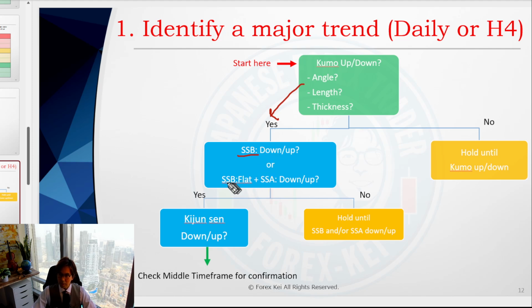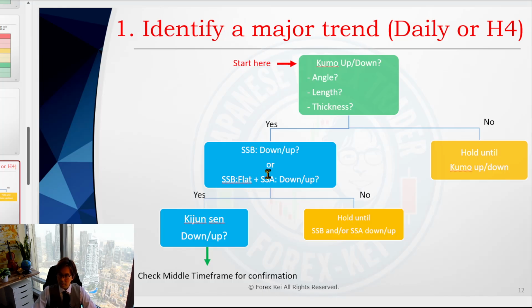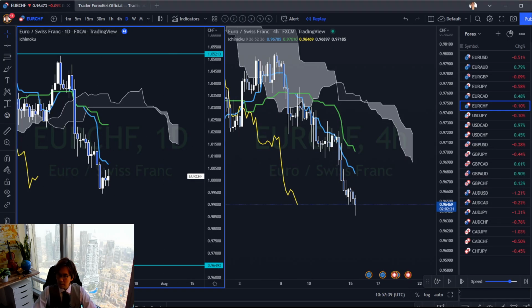is down or up. If Senkou Span B is flat, then you also check if Senkou Span A is down or up. So if Senkou Span B is down in that example, then it's okay. But if you look at this example, just focus on the daily time frame first. Senkou Span B is flat. Right, so when you see Senkou Span B flat, then you check whether Senkou Span A is up or down. So in this example again, Senkou Span A is down, like this way. So this is a good market for this downtrend in the long term.